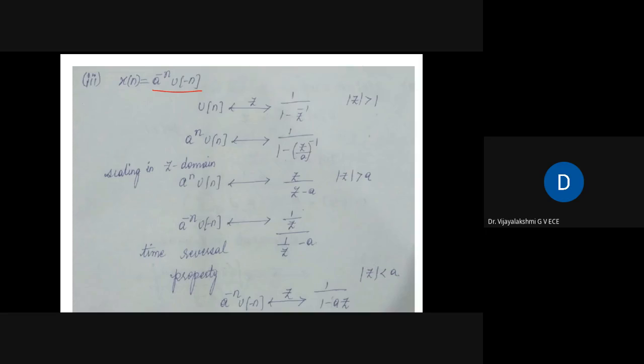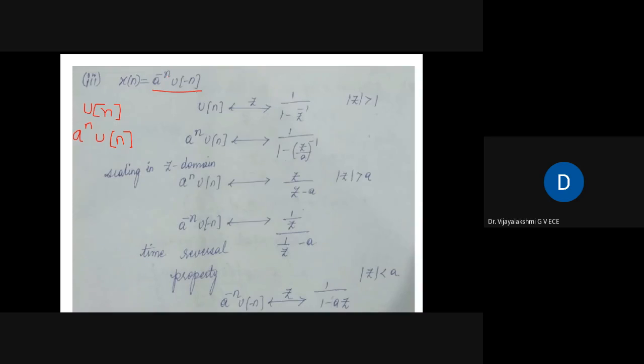First, we can start with our basic signal u of n and take its Z transform. Next, u of n is multiplied with a power n. So that is scaling in the Z domain. So I use that property, scaling in the Z domain. Then I'll find out what the Z transform is.